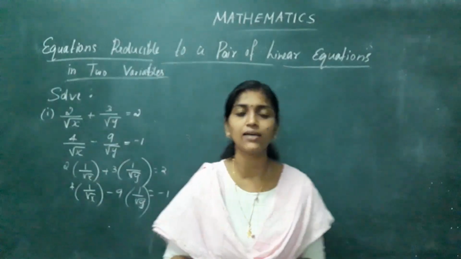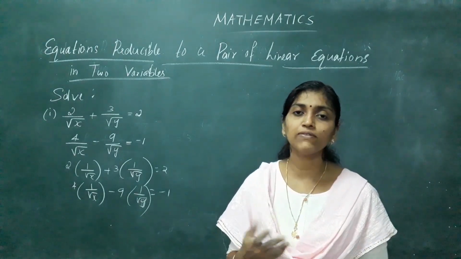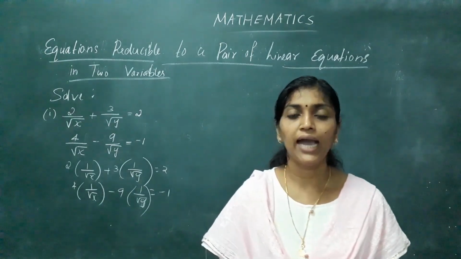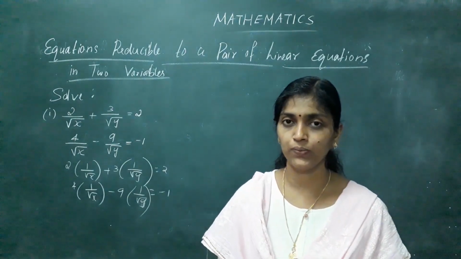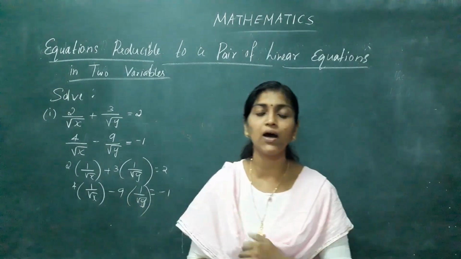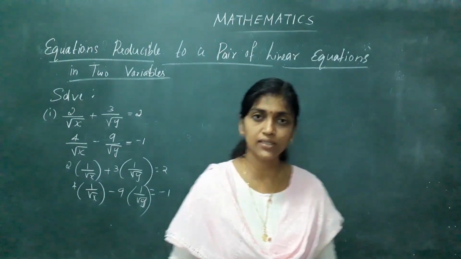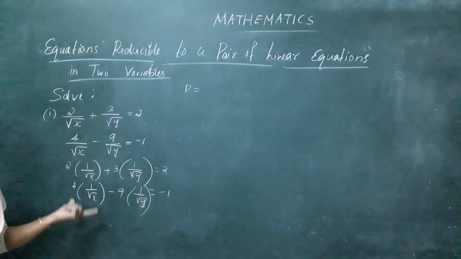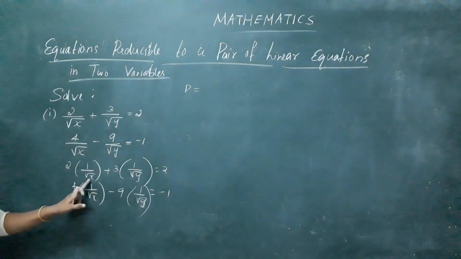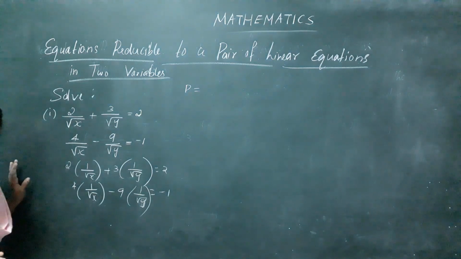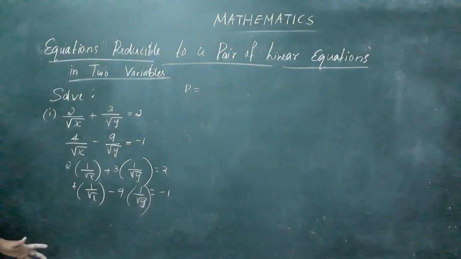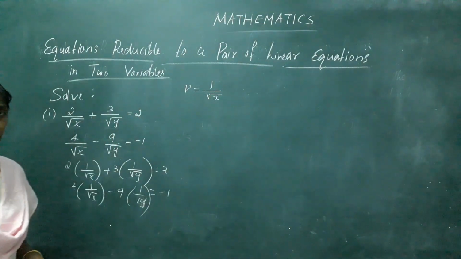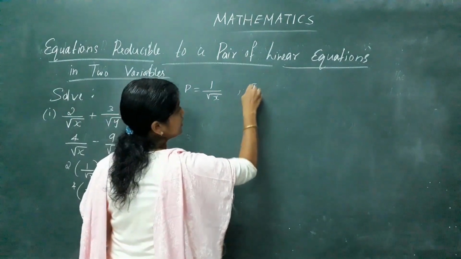Now, you know what you have to take. We have already seen this in the last session. We have to give some other variables, p and q, so that our equations reduce to linear form. The p taken must be the same in both equations. Here 1 by root x is also 1 by root x. If it is something else you will not be able to take p for both. So p you can take as 1 by root x. Now q you can take as 1 by root y.